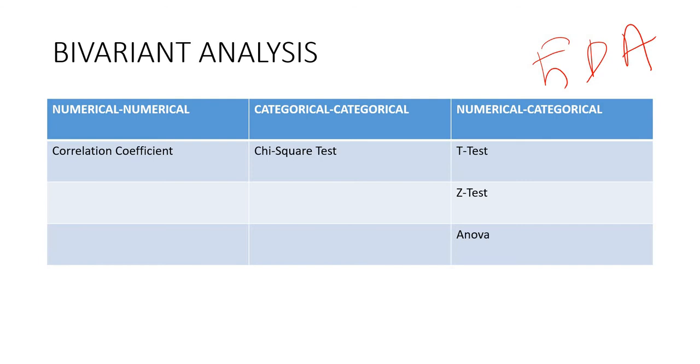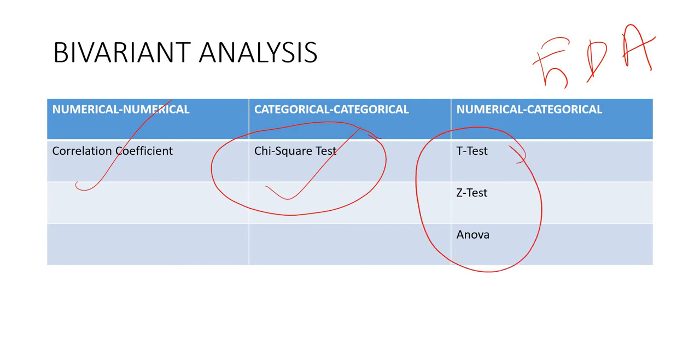In bivariate analysis, there are two variables. The variables, as you know, can be numerical or categorical. If both the variables are numerical, we use the correlation coefficient. If both the variables are categorical, we use the chi-square test. We have a separate video on the chi-square test and its practical application. You can watch that video. And if one variable is numerical and another one is categorical, we have the t-test, z-test, and ANOVA. All the videos are available in the playlist statistics.